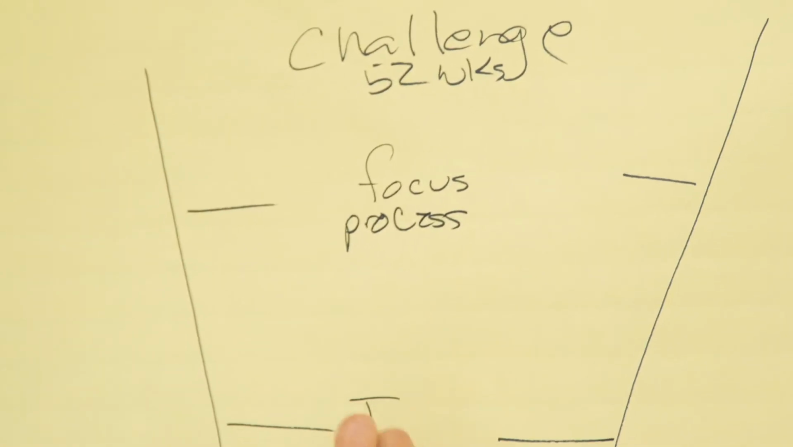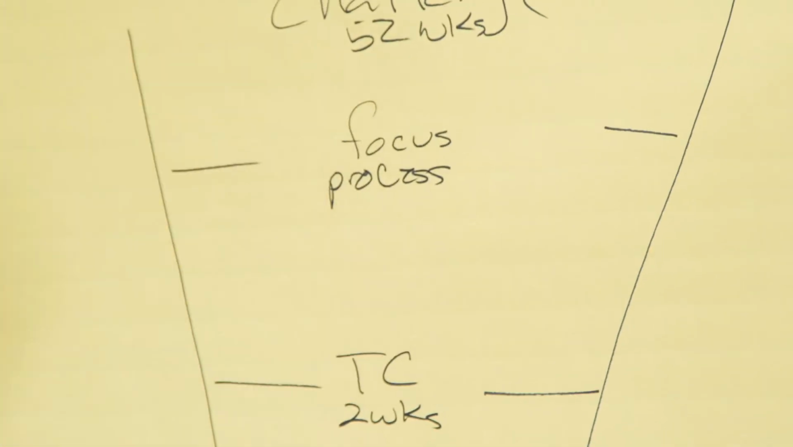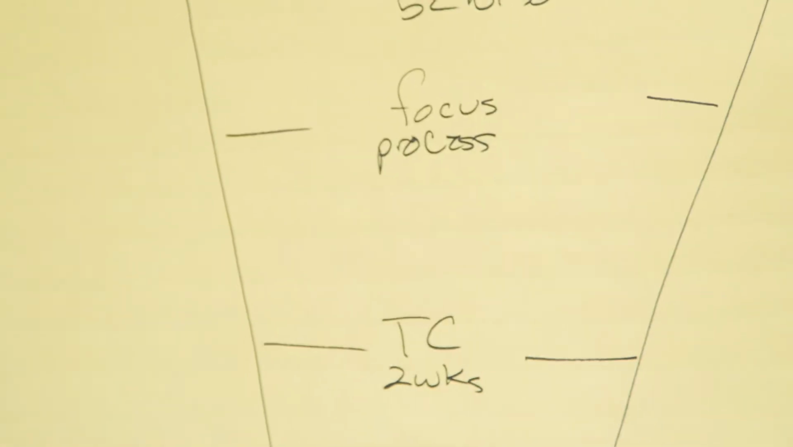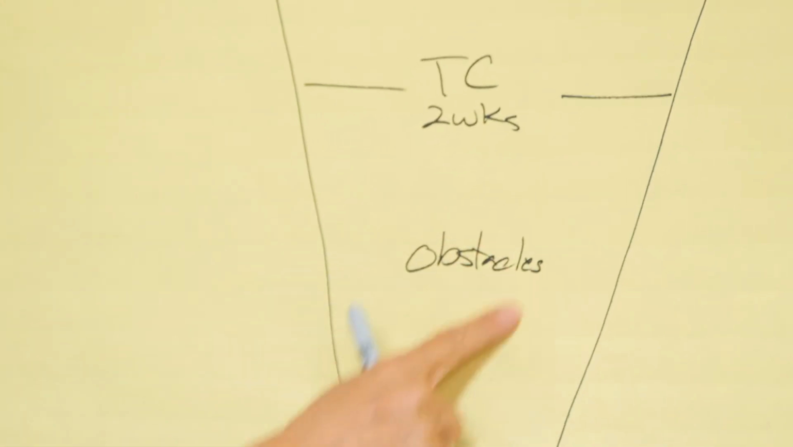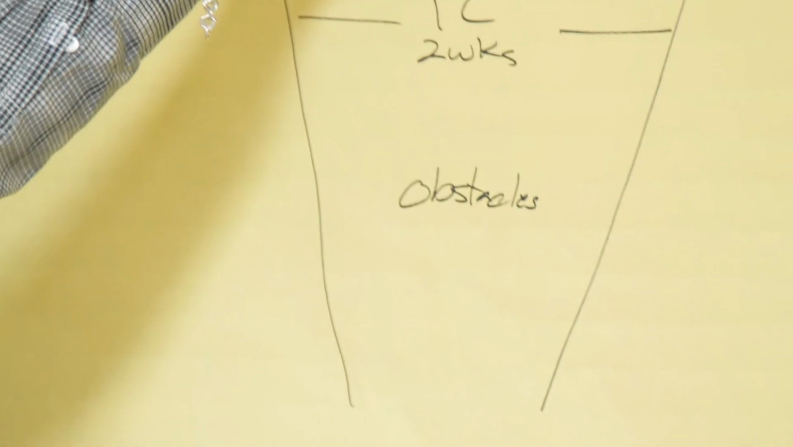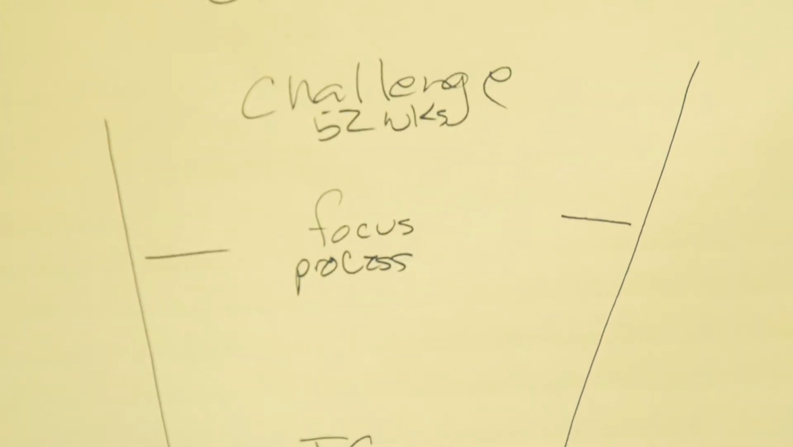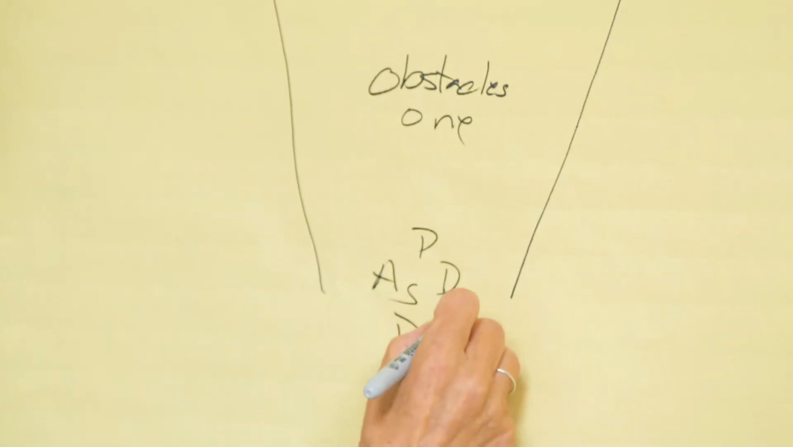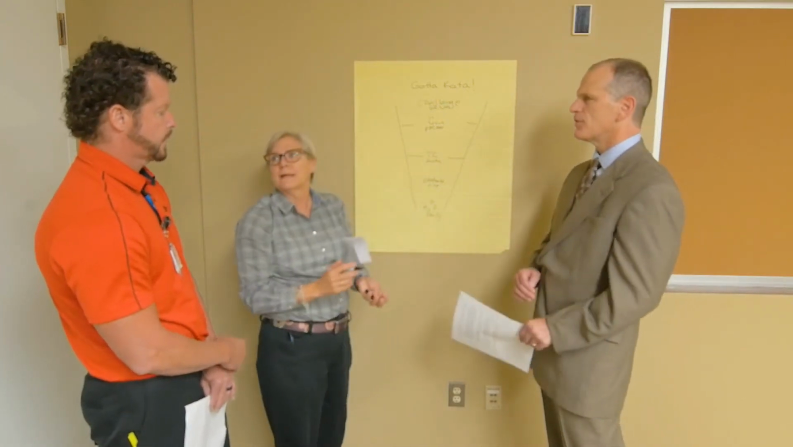Then a target condition brings us down, and this is like 2 weeks. So it takes that 52-week, multifaceted challenge down to a focus process and a target condition, so that you can identify obstacles. If you're trying to PDSA one obstacle at a time against the challenge, that's too broad. You'll be playing whack-a-mole for 52 weeks. This really helps us focus down. You pick one obstacle, and now you can PDSA on a daily basis. Without this funnel, I think you're just playing whack-a-mole. And that's how I see them related.